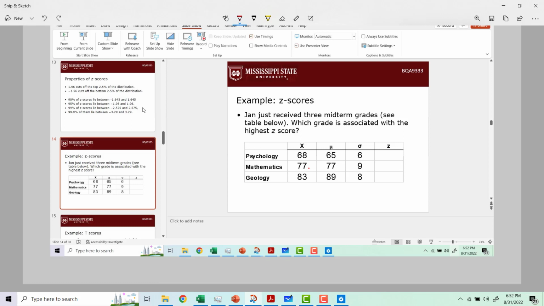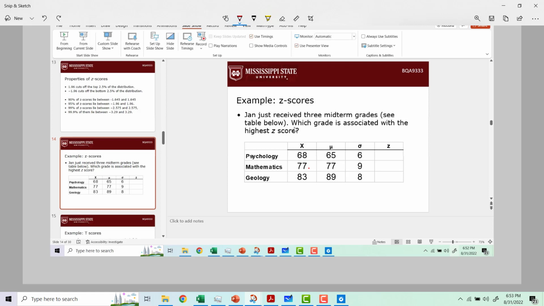Right. So we've got 3 midterm grades. We have a midterm grade of 68 on psychology. So we think that's bad, but the mean was 65 and the standard deviation was 6, so we did better than average. Mathematics, we did exactly average. And geology, even though we got a much better score, we did below average. So I think this example is trying to show the advantage of z-scores over raw scores, in that z-scores are relative to the actual distribution. Okay, so this should be really easy now.